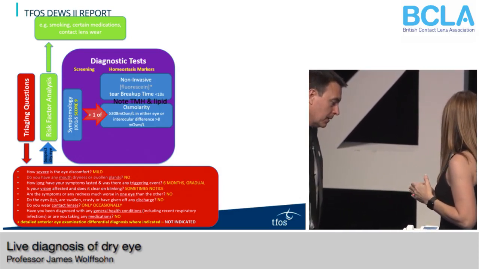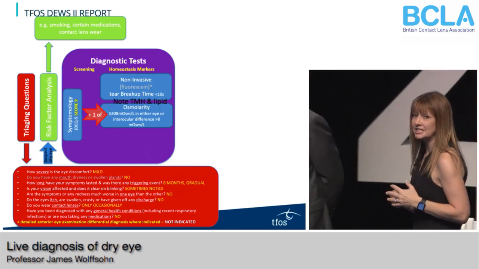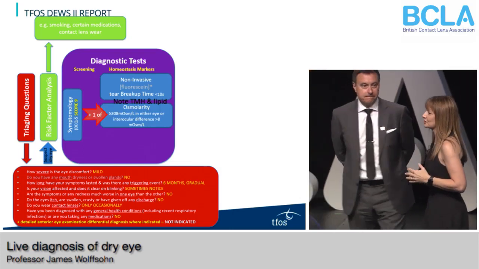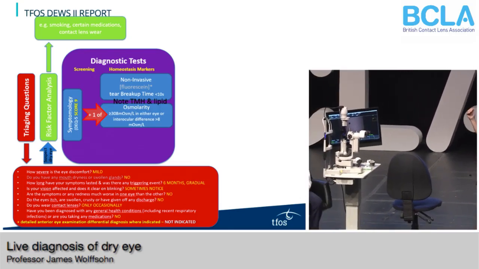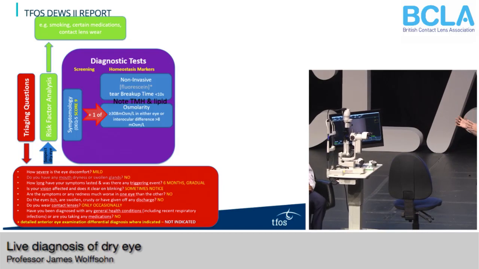So let's see. Okay, so we have 320 in the other eye. So 310 and 320. We go with the higher reading. That's the one that we record as the osmolarity for James. It's like blood pressure. You just get one of them, whether you measure it from one arm or the other. We only want one measurement.